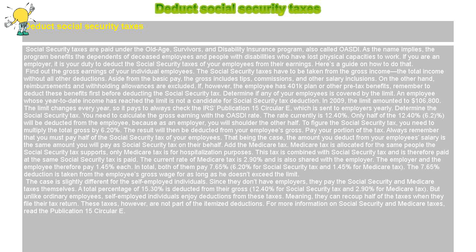For more information on Social Security and Medicare taxes, read the Publication 15 Circular E.